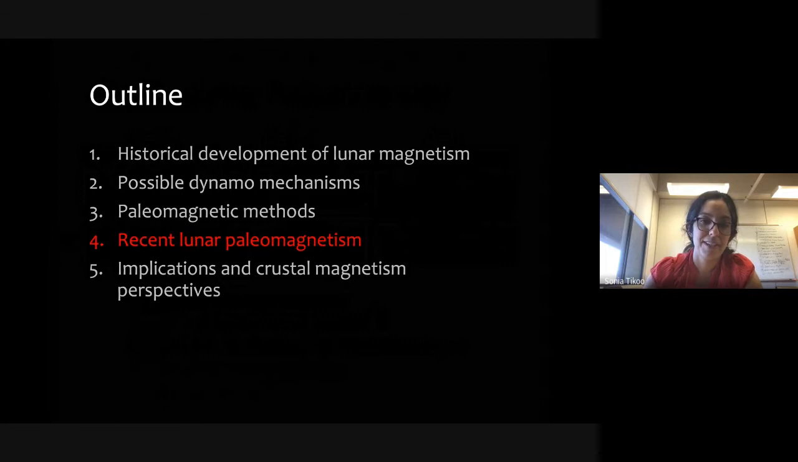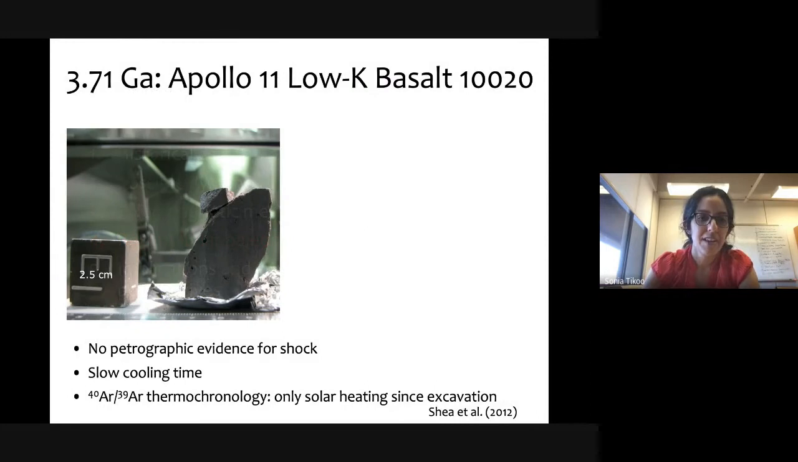All right, so now I'm going to talk about some of the studies we have been doing in lunar paleomagnetism recently and what we have learned from remeasuring some samples that were studied during the Apollo era. The first rock I'm going to talk about is a 3.7 billion year old Mare basalt from Apollo 11. It's called 10020. We studied this sample because it had no petrographic evidence of shock. Shock can reset magnetization, so we wanted to avoid that.